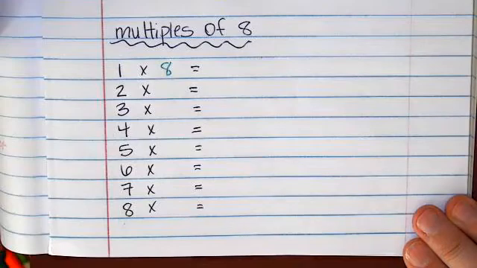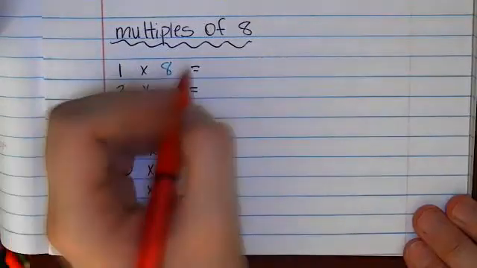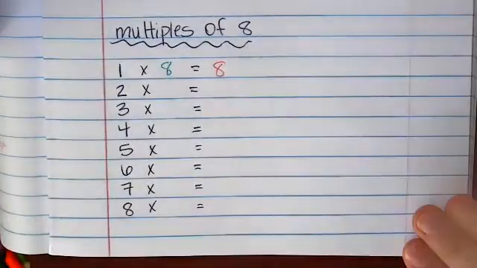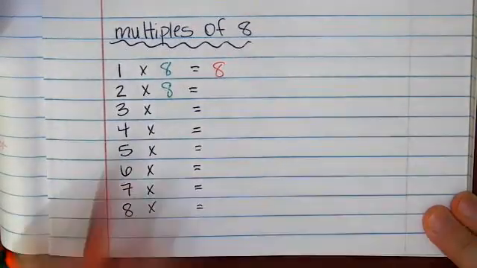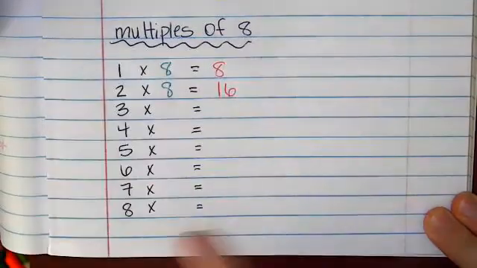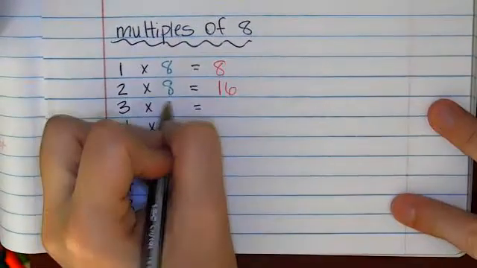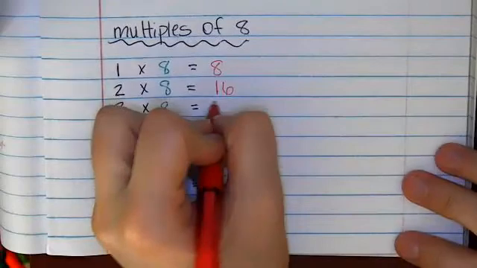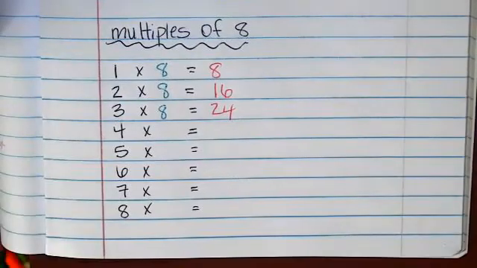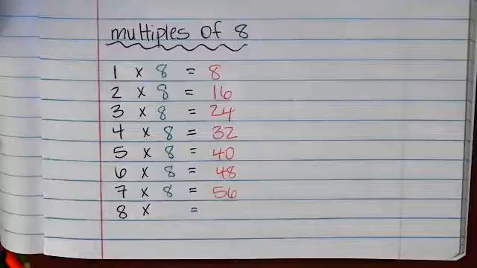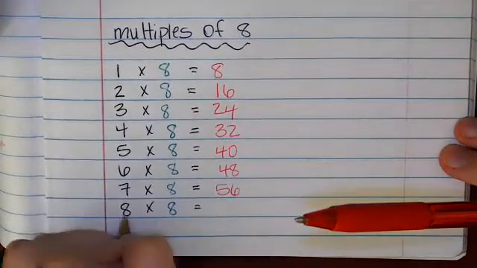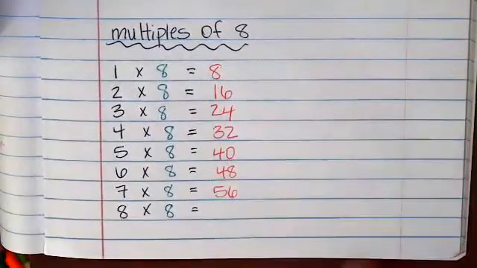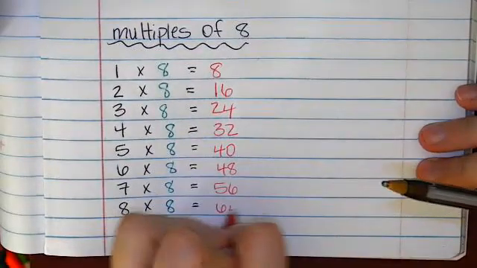So it's going to be 8 times 1, or 1 times 8, equals 8. I'm going to keep going. 2 times 8 is 16. 3 times 8 is 24. And then I'm just going to fast forward to find out that when we get down to 8 times 8 in this number string, we get 64.